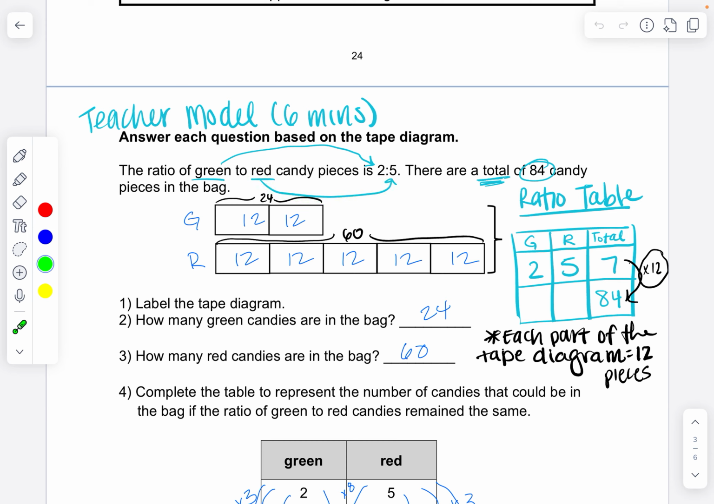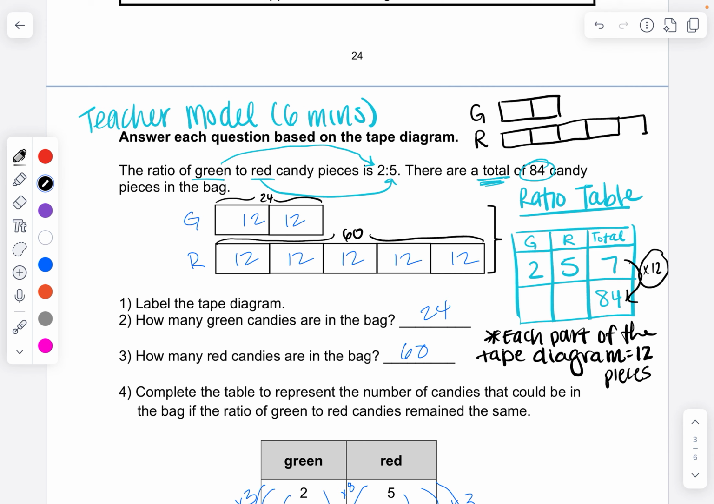So this has already been done for you, but we want to draw for students that green is 2 and red is 5. This is not going to be proportional. Here we go. This is the ratio.